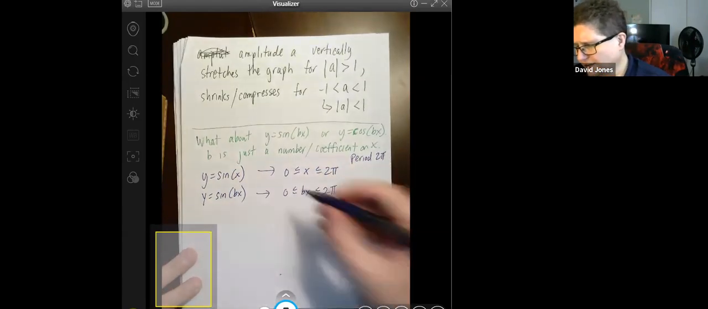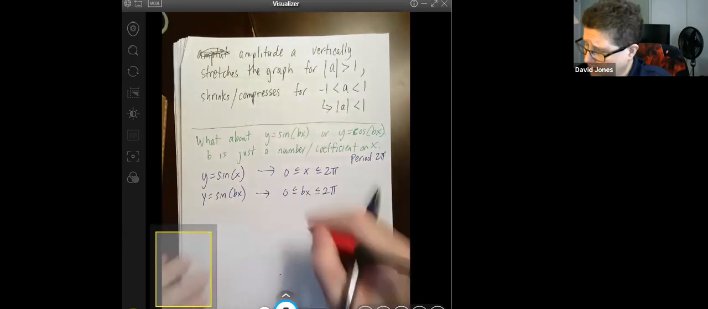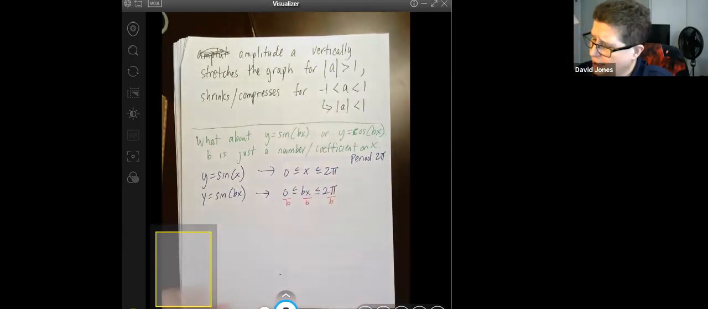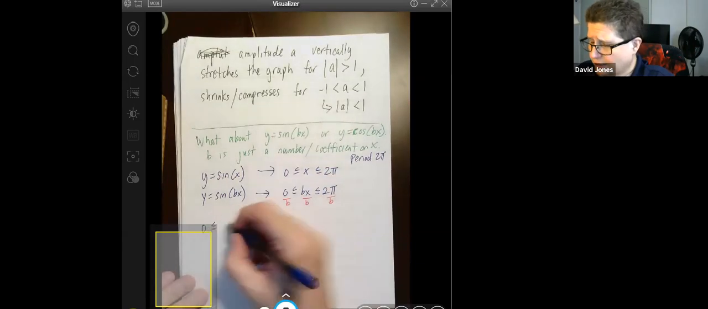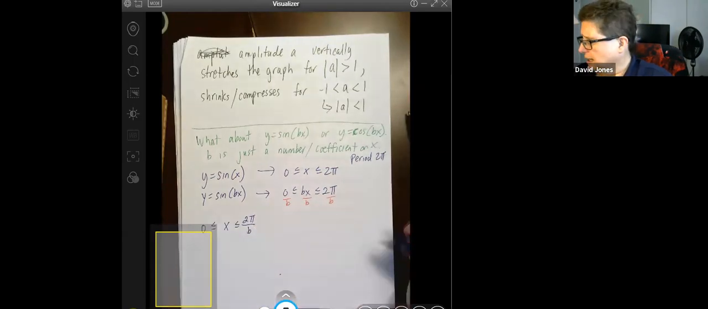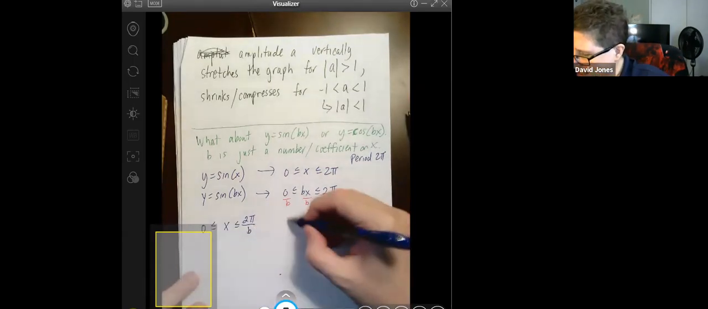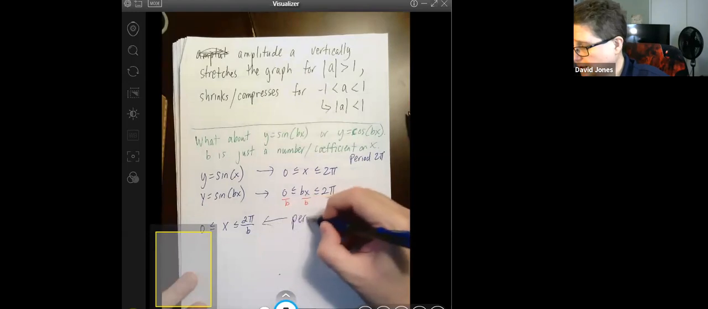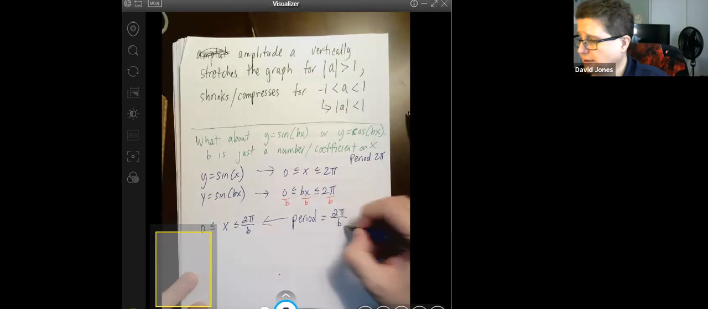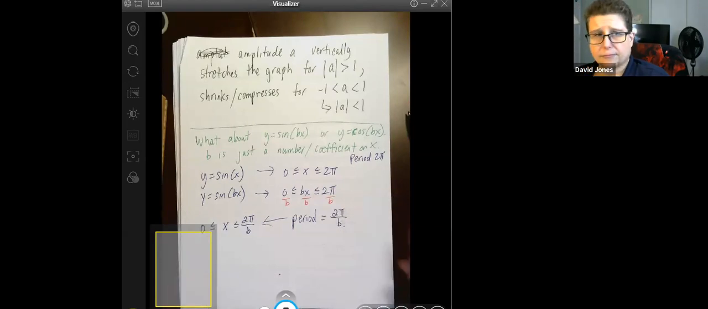And if we divide everything by b, we get 0 is less than or equal to x, which is less than or equal to 2 pi over b. This is the period now. The period equals 2 pi over b. Okay?